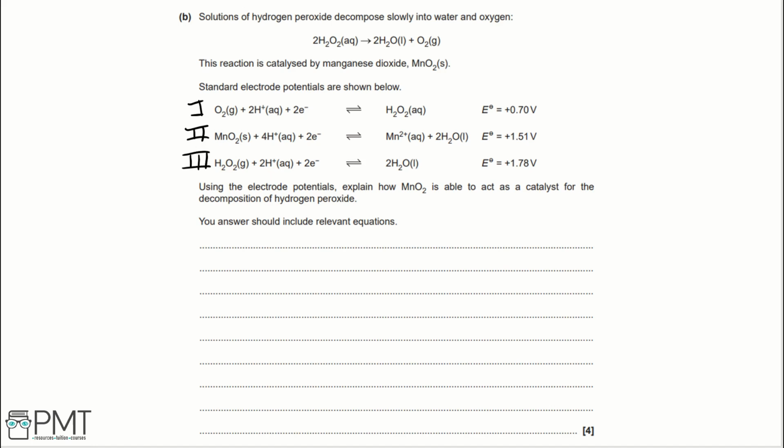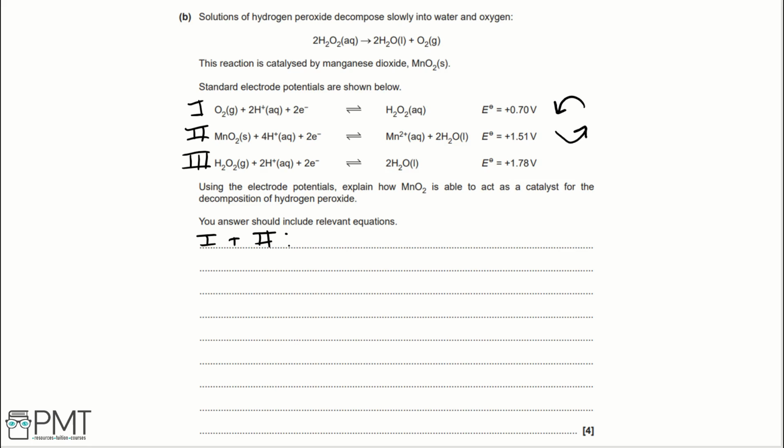So first we need to write the equation for reaction 1 and 2. We can see how using Roman numerals is a good idea, because then you don't have to write them all out. So if we look at their electrode potentials, for the more negative one, which is 1, that equilibrium would go backwards and 2 would go forwards.